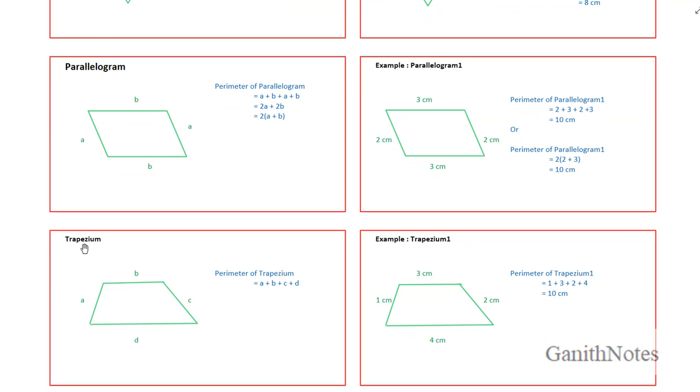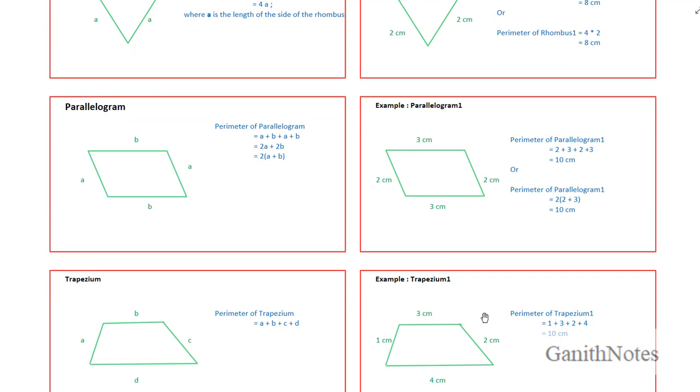Next quadrilateral would be a trapezium. So in this trapezium, we have the length of all 4 sides different. So side 1 is of length a centimeters, side 2 is of length b centimeters, side 3 is of length c centimeters, and side 4 is of length d centimeters. So the perimeter of this trapezium is nothing but a plus b plus c plus d.